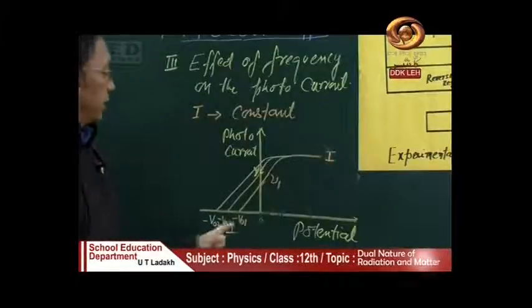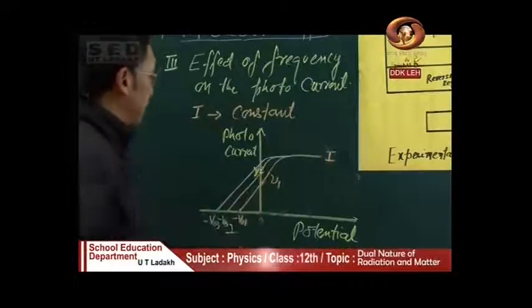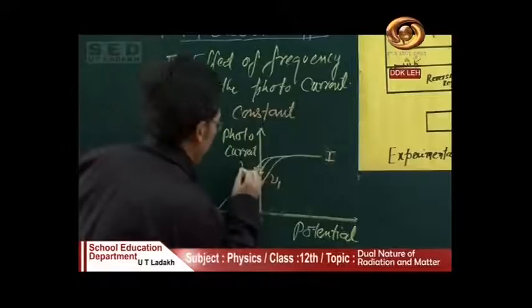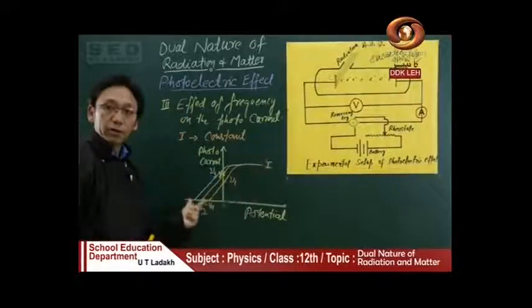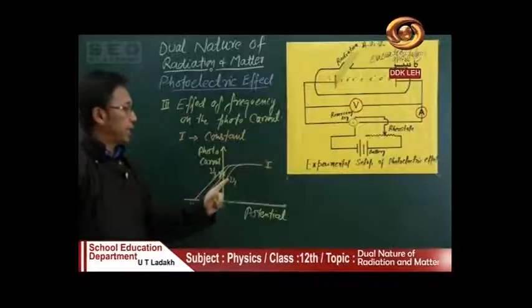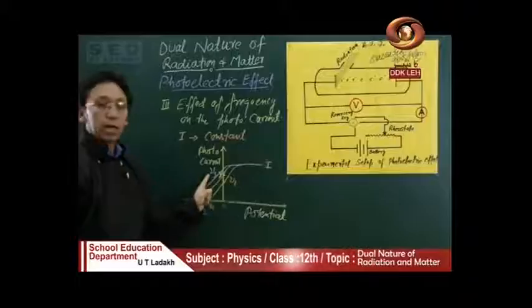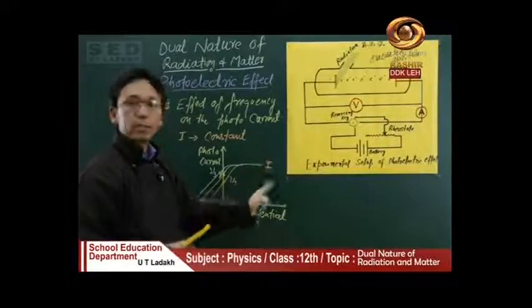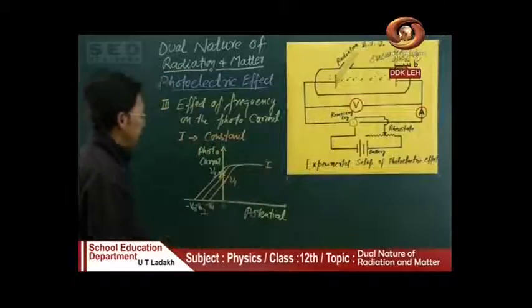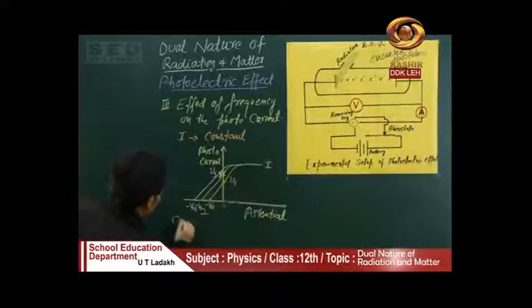So we see that the stopping potential for all the different frequencies I have used in this experiment, this is nu3, the stopping potentials are different. So one thing is very clear, that the stopping potential depends upon the frequency of the incident radiation, but it does not depend upon the intensity of the incident radiation. That is very clear. Now let me conclude it. Conclusion.